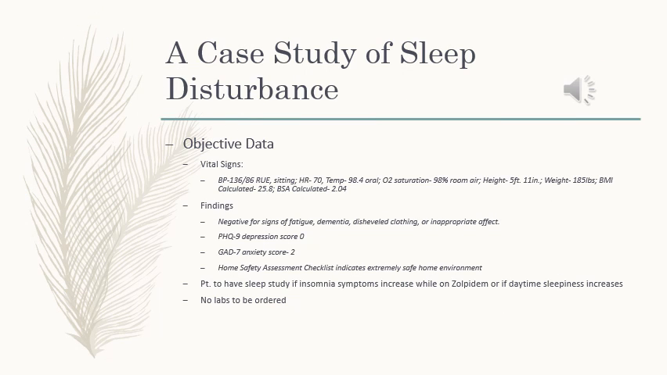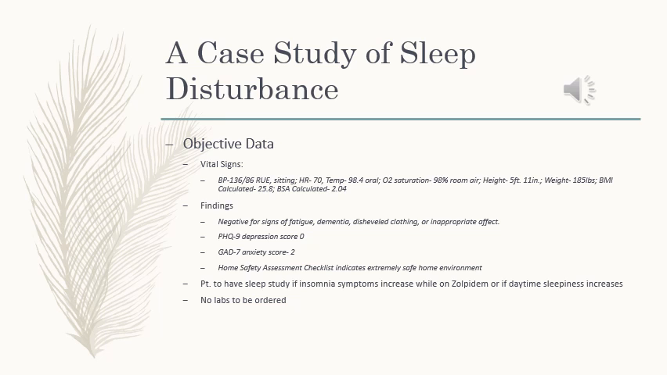His vital signs were as follows. His blood pressure was 136/86, which was normal for him. That was in his right upper extremity. He was sitting down. His heart rate was 70, temp 98.4 orally. His O2 sat was 98% on room air. He's 5'11" and weighed 185 pounds. His BMI was calculated at 25.8, so that's normal for his body weight.